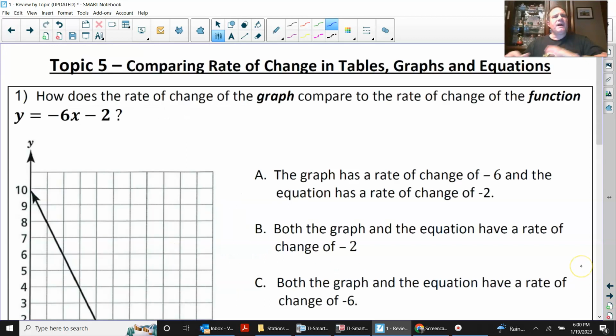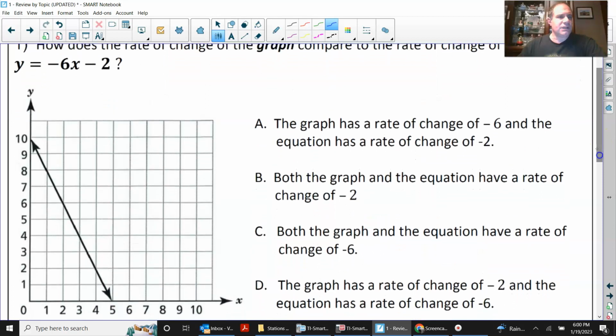All right. Topic number 5 and the last topic, which is really good. How does the rate of change of the graph compare to the function y equals negative 6x minus 2? Same thing, comparing rates of change. Pretty much this whole test is the same thing. M equals negative 6 for this, because it's the number next to x.